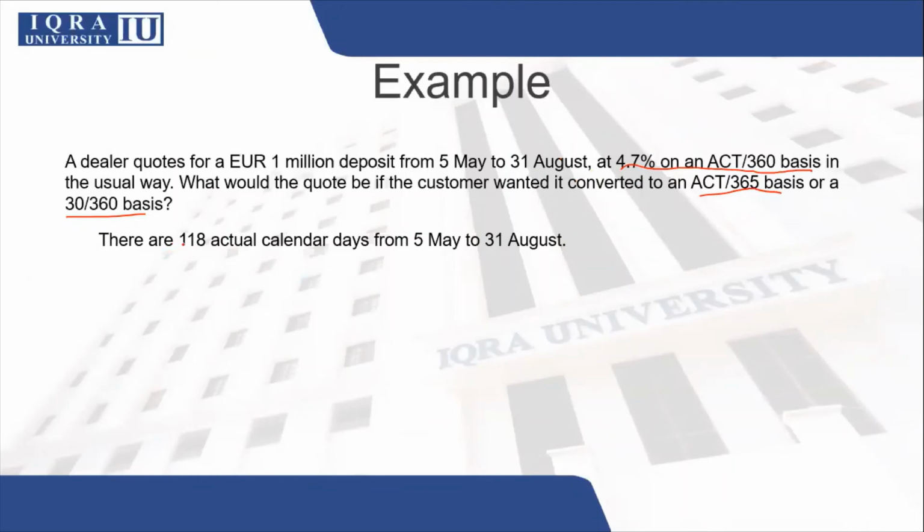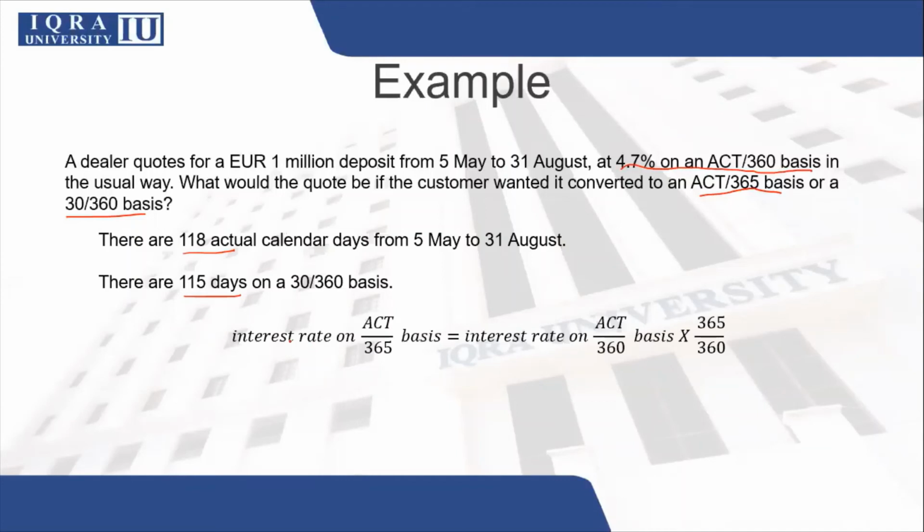First, you will have to estimate how many actual calendar days are there from 5th May to 31st August. You're going to calculate them like we have already discussed, and it should come around 118 actual calendar days. And if you talk about the 30 by 360 basis, then it will be 115 days. I'm not going into how to calculate these days, because for that you simply need to count the months, the number of days in each month, and then add them. We've already done that in the previous questions.